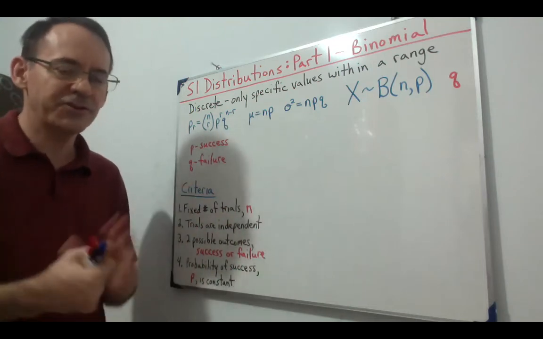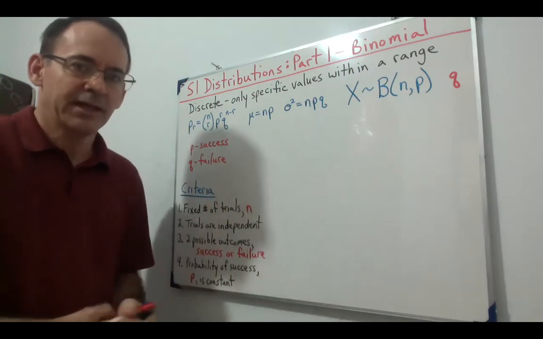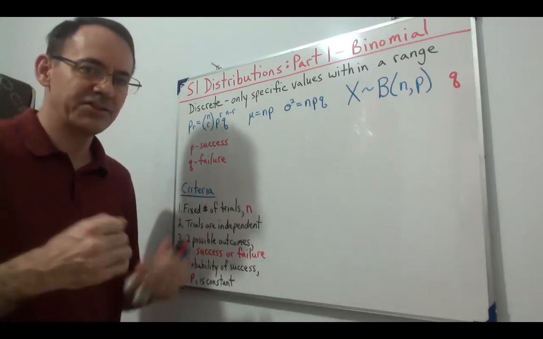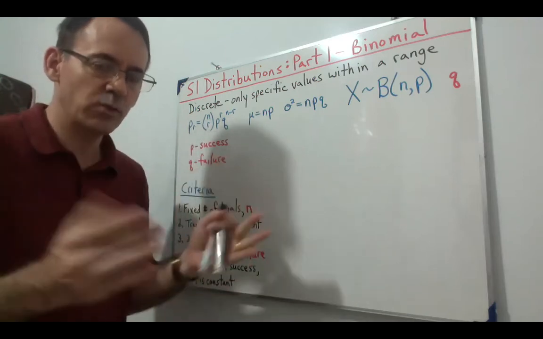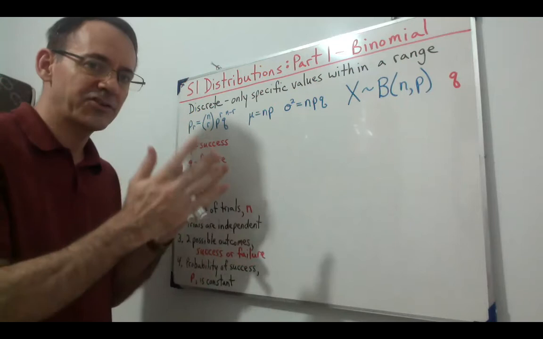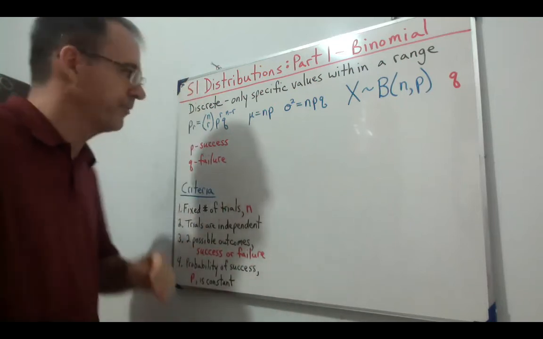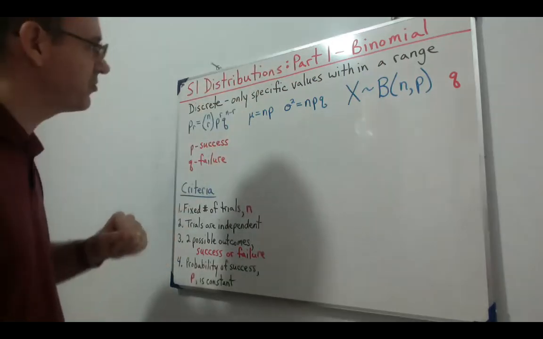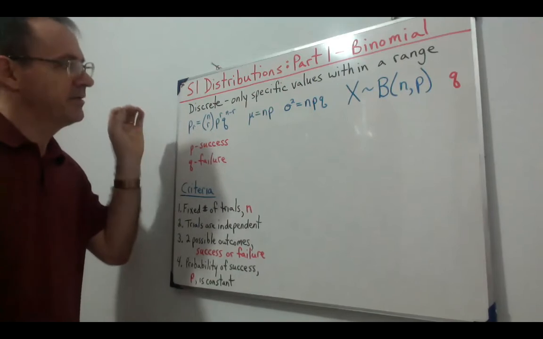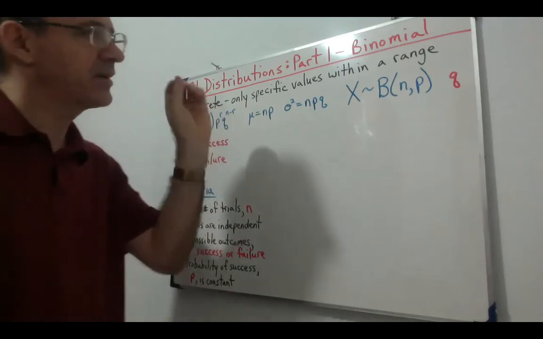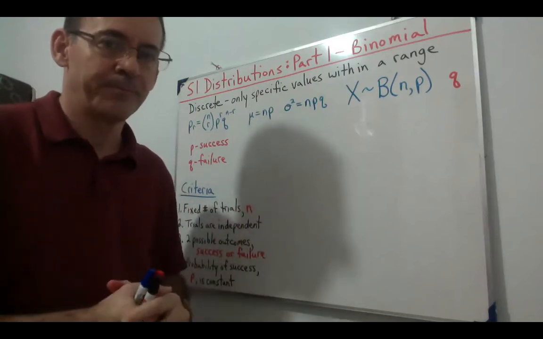One of the first things that you want to look at in a distribution problem is the data, and determine whether it's discrete or continuous. That's going to be one of your clues as to which distribution formula you're going to work with. So for the binomial distribution, you're going to work with discrete data, meaning only specific values within a range are acceptable.